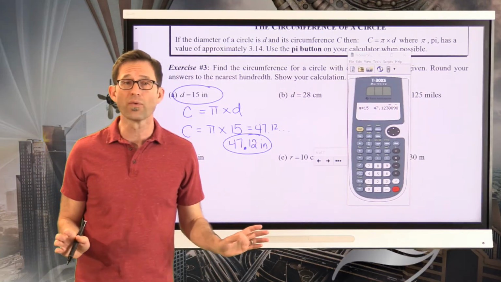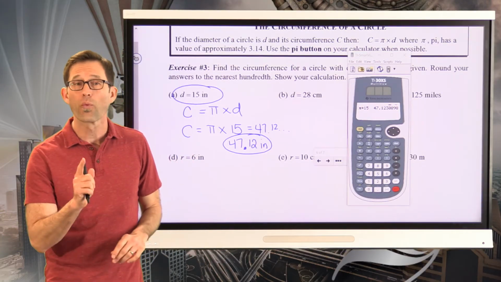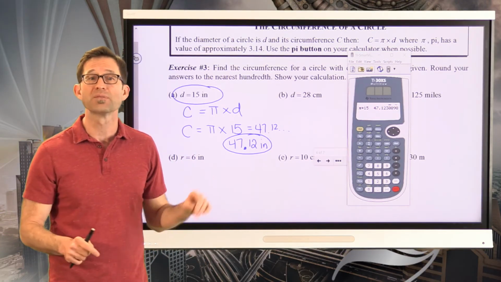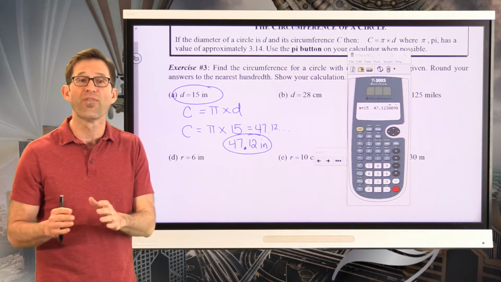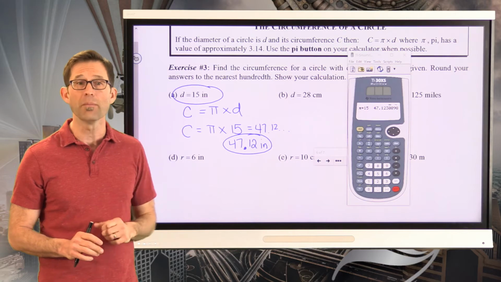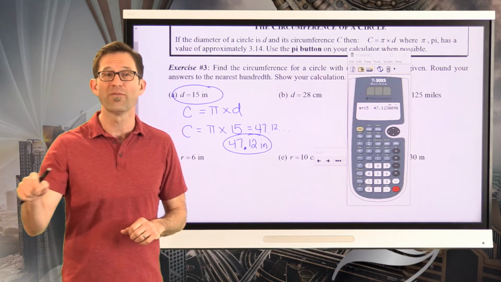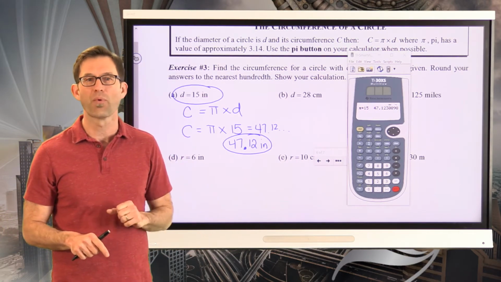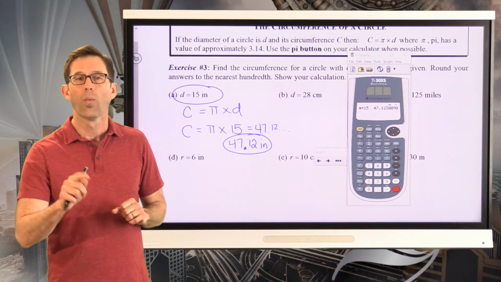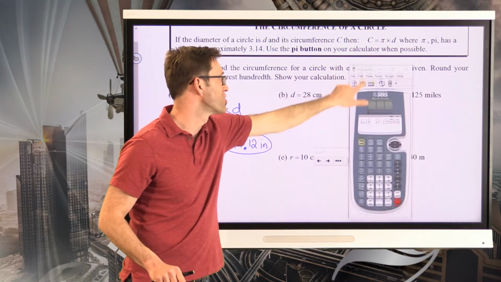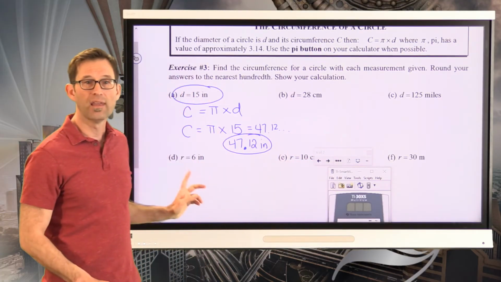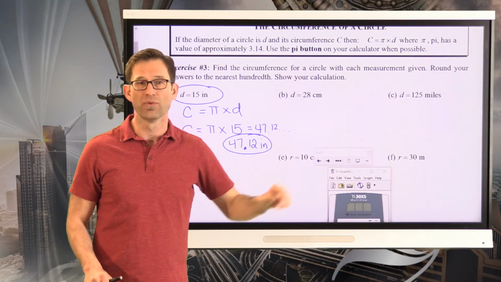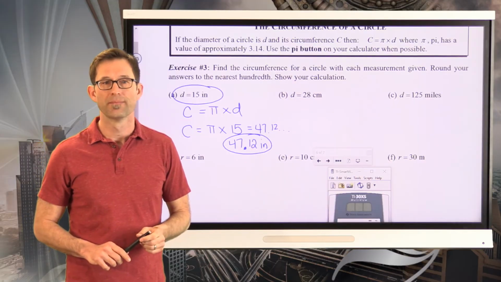Now remember, the circumference is always roughly 3 times the diameter length. So 3 times the diameter length would be 45 inches. This is, of course, a little bit bigger because of that extra 0.14. So it's 47.12 inches. Why don't you go ahead and find the circumference in both B and C, but then leave D, E, and F, and we'll talk about those in a minute.